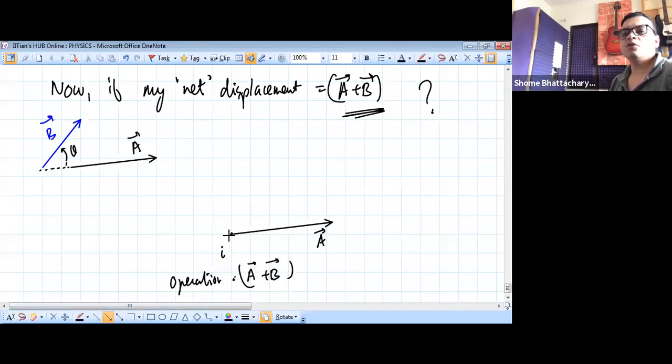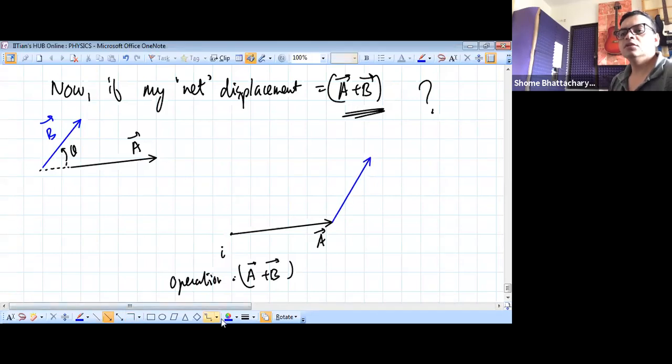But from where do I have to make it? Not from this initial position. From the position I finished, from the position I've reached after finishing the displacement of A. So after completing A, where have I reached? I've reached here. From here, what displacement do I have to make? The displacement of B. So I will draw that arrow B from this point.